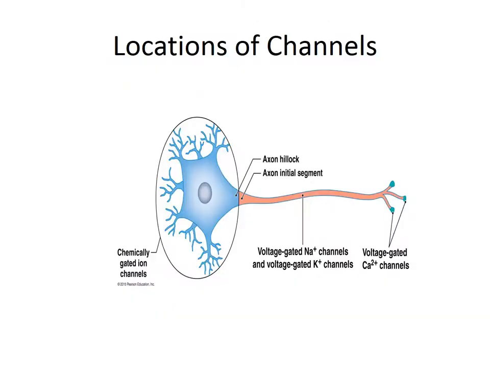And again, certain channels are located in the axon of the nerve, and other channels are located on the dendrites and cell body, like the chemically gated ion channels versus the voltage gated ion channels, which are located on the axon.